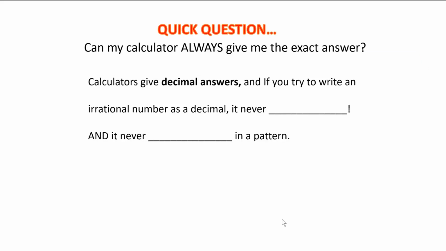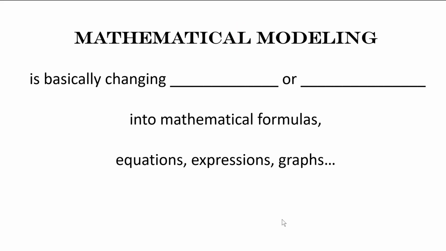All right, a quick question. Can my calculator always give me the exact answer? Not always, because decimal answers can't always give you the whole story when you're dealing with an irrational number, because it will never end and it never repeats in a pattern, so there's no way the calculator can show you what it really is exactly.